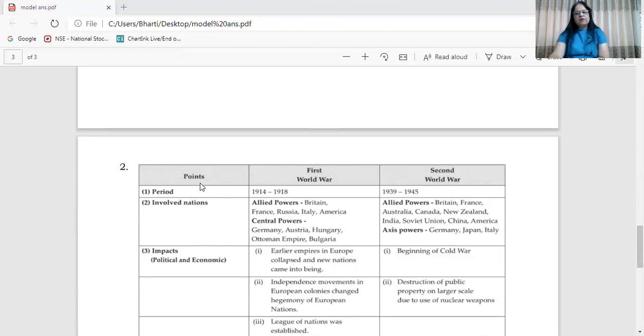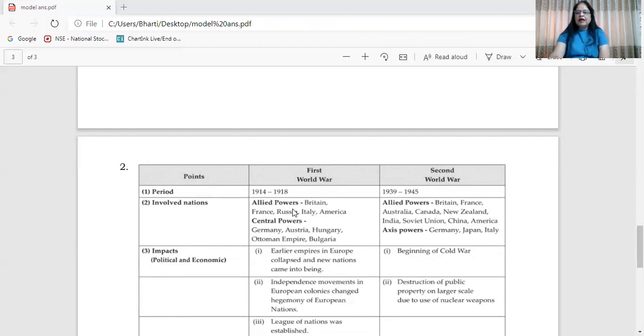You have to compare World War I and World War II on the basis of given points. First is period. World War I, World War II, मतलब कभी से कभी तक. तो पीरियड कभी स्टार्ट हुआ था 1914, एंड कभी हुआ फर्स्ट वर्ल्ड वॉर 1918. Second World War started in 1939, ended in 1945.